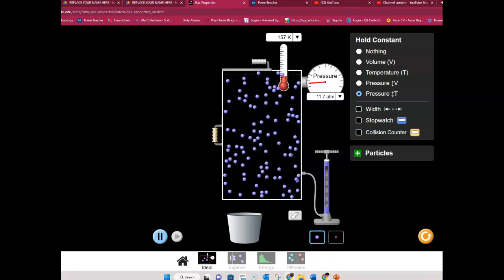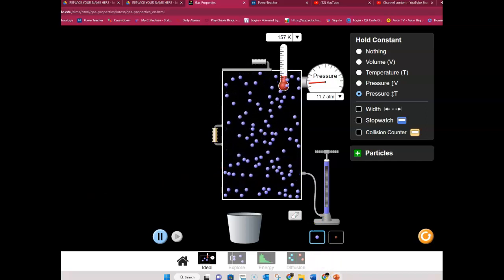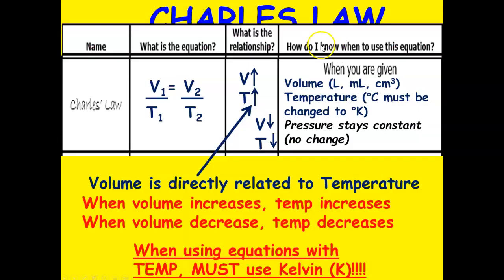When you're looking again at Charles' law, you will see that I have units of volume and units of temperature. The thing we have to remember about temperature is that if they give it to you in degrees Celsius, you have to convert it into Kelvin. It's on your note sheets, and I will have it written on the board how you convert Celsius into Kelvin, which is just adding 273.